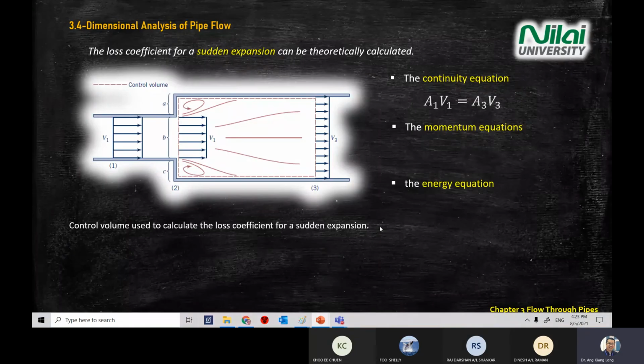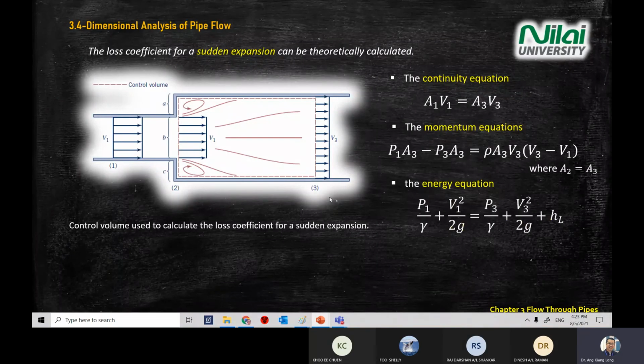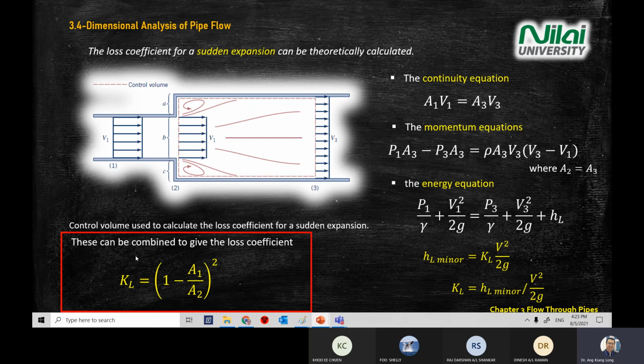Okay, now last lecture we stopped at minor head loss, which gives you this equation. You have the KL, which means your loss coefficient, and your HL is your head loss due to the component that you use, equal to KL times V squared divided by 2g, or another equation is KL equal to (1 minus A1/A2) squared.